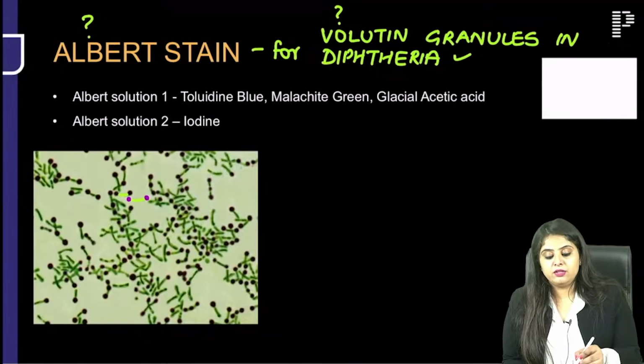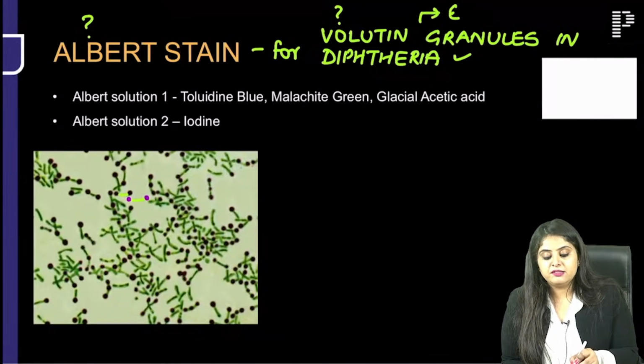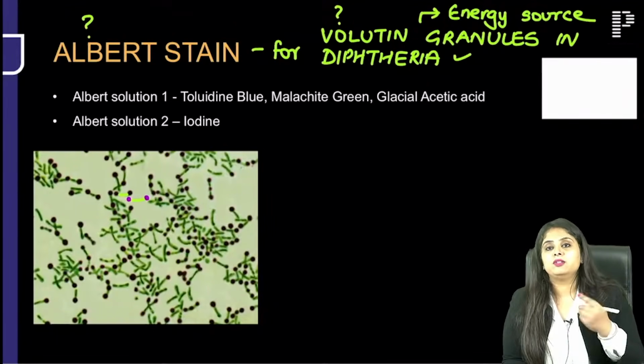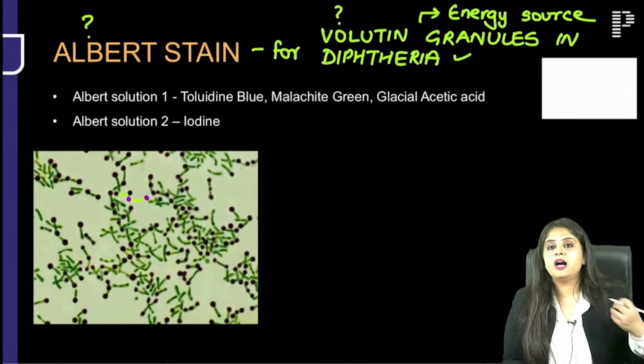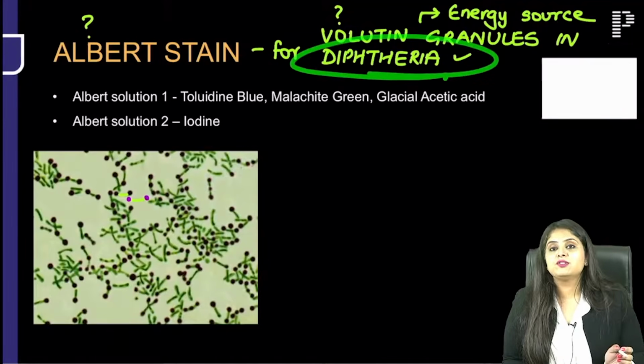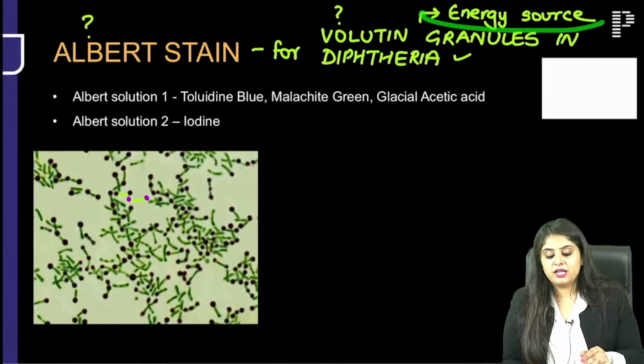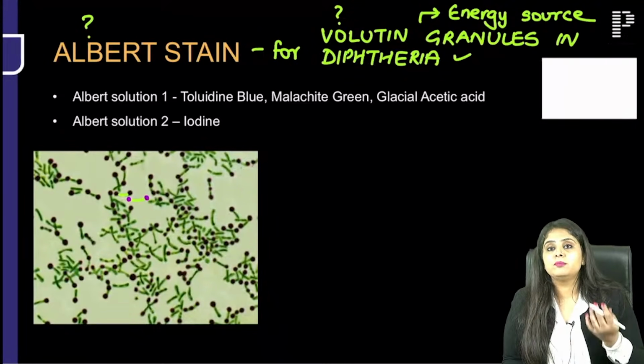What is volutin granule? Volutin granule is the energy source of diphtheria. Tell me, as human beings, what is your energy source? You will say, ma'am, ours is ATP. Mitochondria is the powerhouse of the cell. We know that. And mitochondria makes ATP. Similarly, bacteria will also have an energy source. So where is that energy source stored? Where is the bacteria's ATP stored? It is stored in volutin granules.